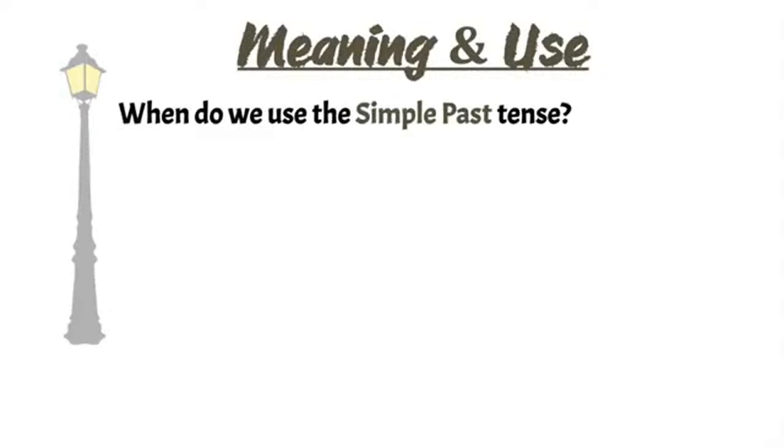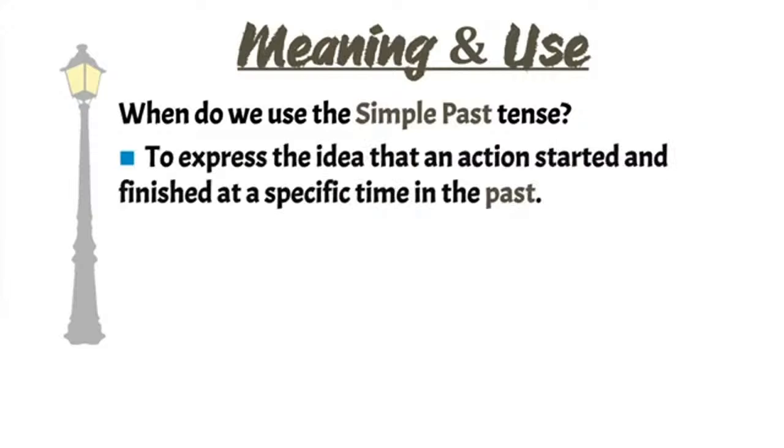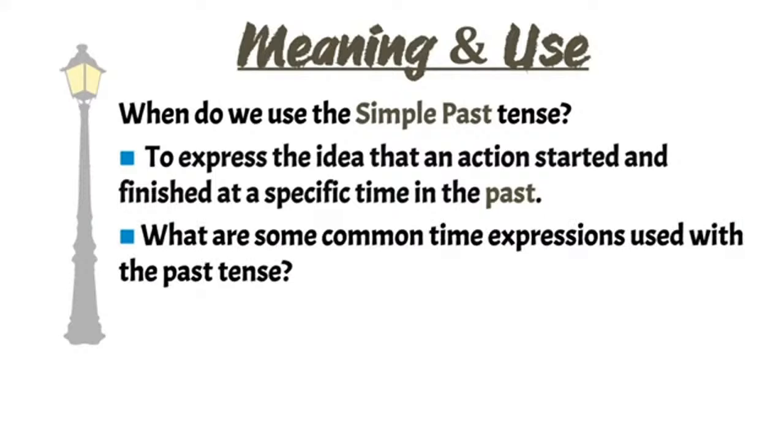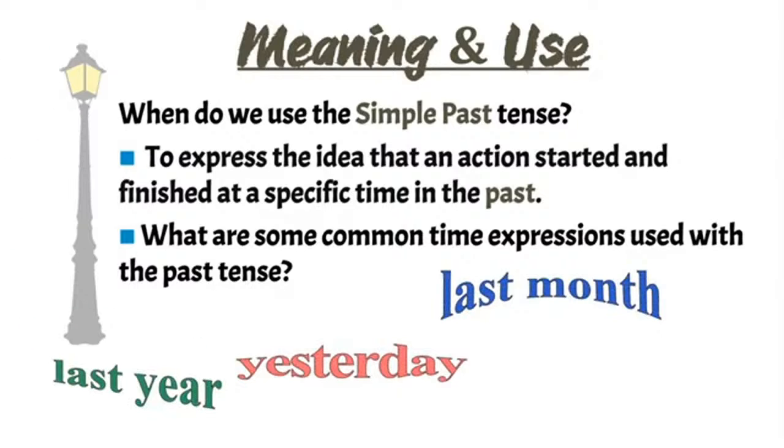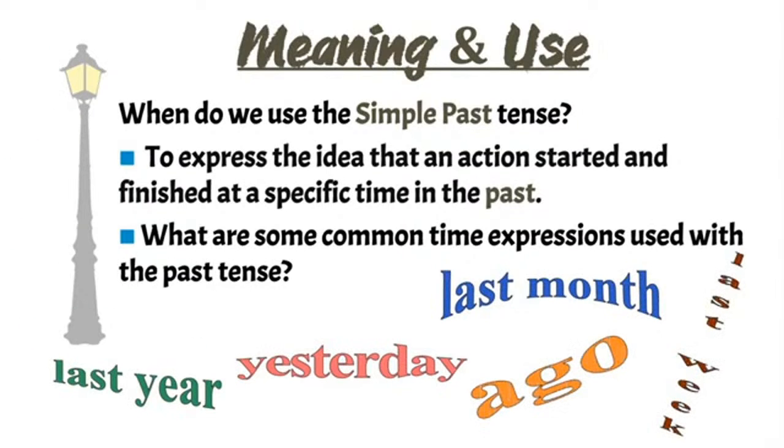So, meaning and use. When do we use the simple past or the past simple tense? To express the idea that an action started and finished at a specific time in the past. What are some common time expressions used with the past tense? Yesterday, last month, last year, last week, ago, a minute ago, in 1980, for example. There are many, many others. So, time expressions and adverbs of time.